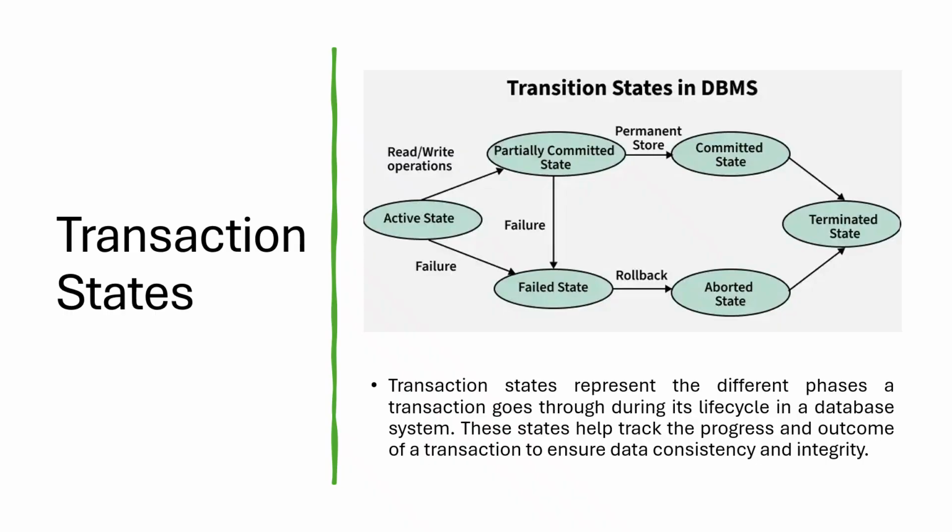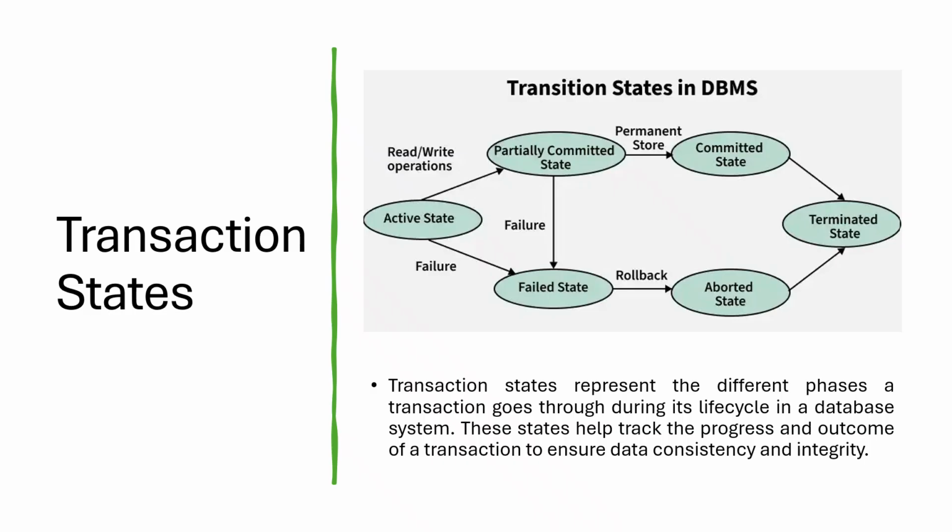So next we'll move on to the transaction states. We have different transaction states: active state, partially committed state, failed state, aborted state, and terminated state. So what are transaction states? They are the different phases a transaction goes through in your database system. This helps in tracking the process and the outcome of the transaction, by which it maintains consistency and integrity. So we'll see them one by one.